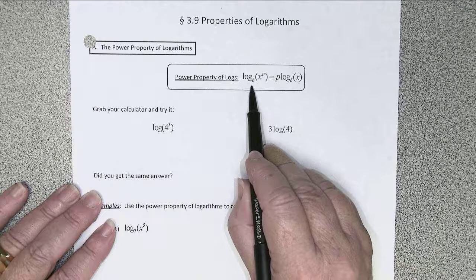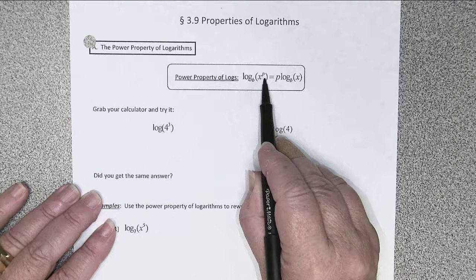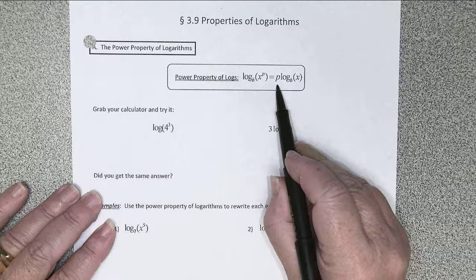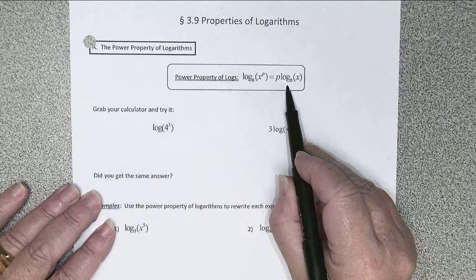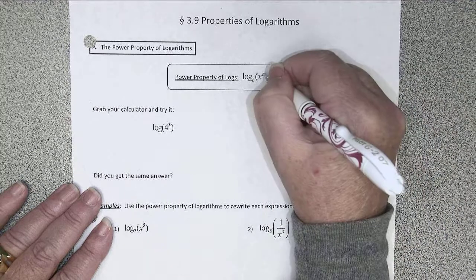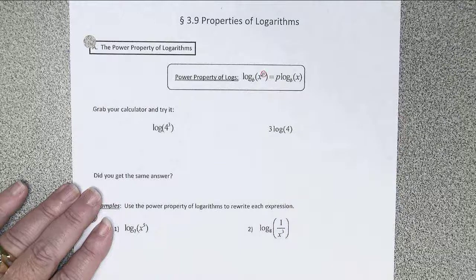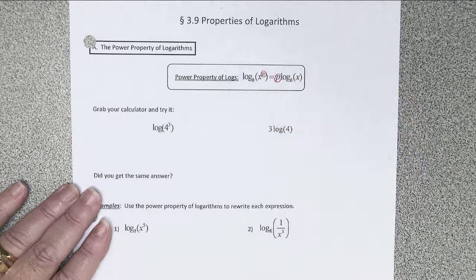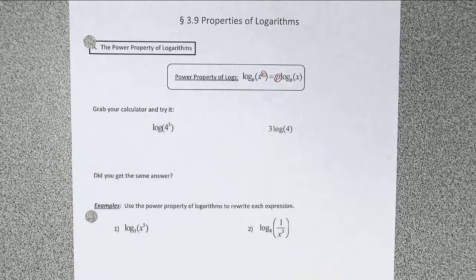The logarithm base b of x to the p power is equal to p times the logarithm base b of x. Notice what happened here. The power on x became the multiplier on the log in the simplified form using this power property. Now, it may seem a little weird that we can do that, and I would agree with you. It's not an obvious thing.